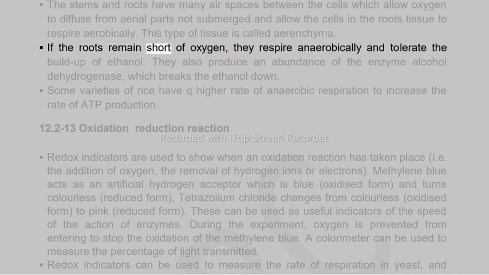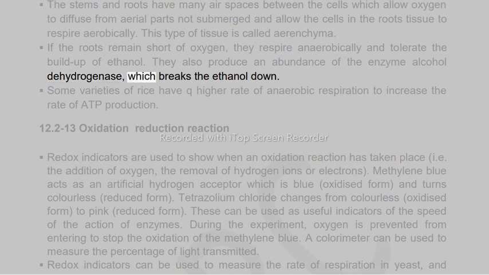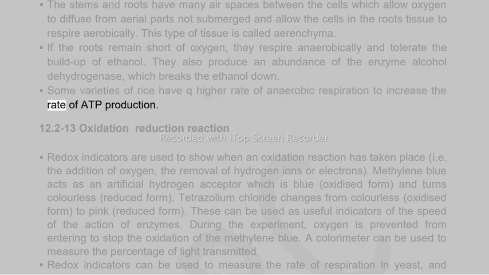If the roots are short of oxygen, they respire anaerobically and tolerate the build-up of ethanol. They also produce an abundance of the enzyme alcohol dehydrogenase, which breaks the ethanol down. Some varieties of rice have a higher rate of anaerobic respiration to increase the rate of ATP production.